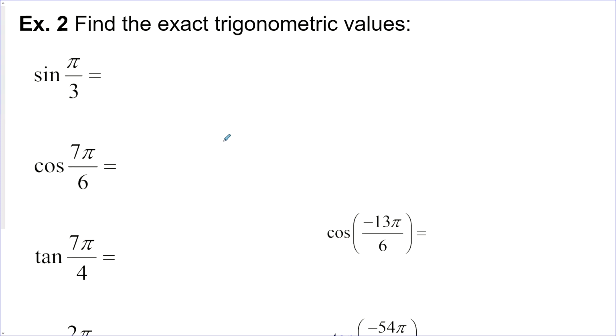We want to find the exact trigonometric values for all of these. So sine pi over 3, I'm going to use the unit circle to find the exact values. There are other methods. We'll be going through another method later on. Pi over 3 is 60 degrees. So here are our angles. There's 60, 45, and 30. And the coordinates go 1, 2, 3, 1, 2, 3. And then remember we square root and divide by 2.